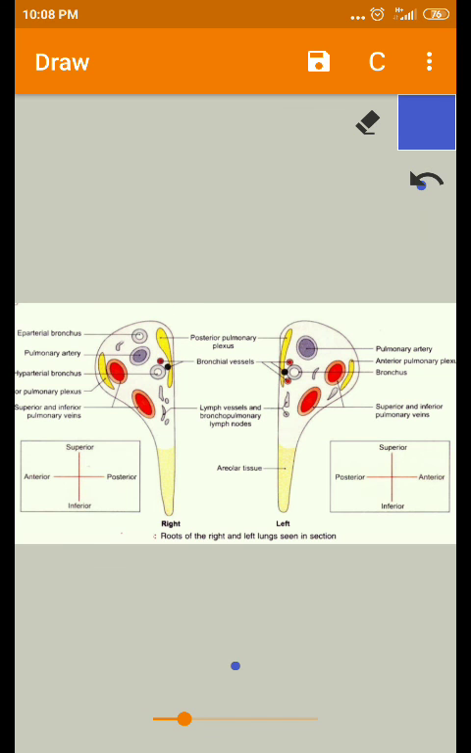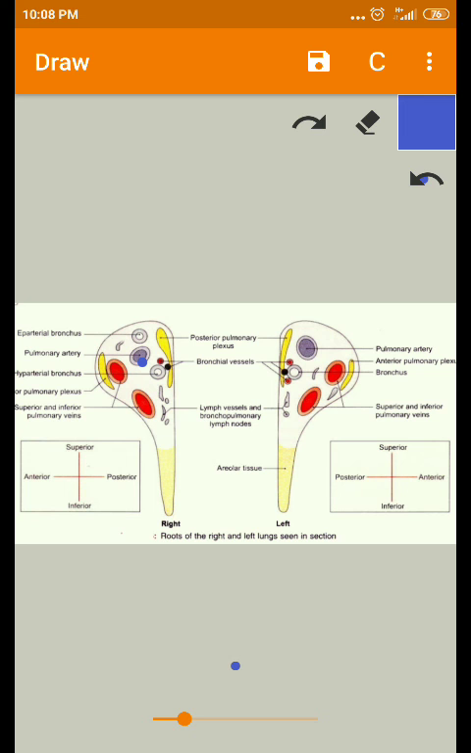If you see on the right side, from above downwards, what are the structures? First we can see the eparterial bronchus, then the pulmonary artery, then the hyparterial bronchus and the inferior pulmonary vein. Coming to the left side, from above downwards: on the topmost the pulmonary artery, and then the superior pulmonary vein, bronchus and inferior pulmonary vein. These are the structures present from above downwards.